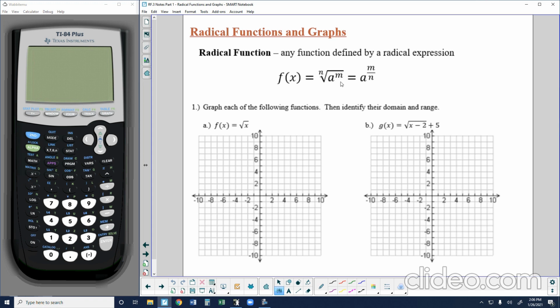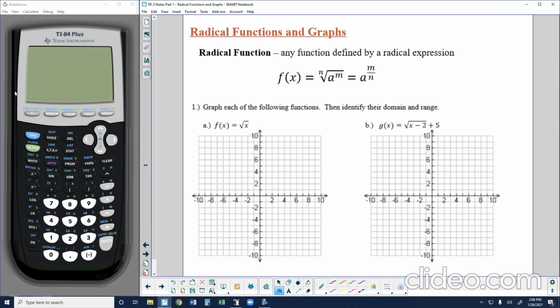the n power. Remember, this can also be written in rational exponent form, where the index or the power of the root is the denominator of the exponent, and the power of the radicand is the numerator of the exponent. So both of these would be considered radical or root functions. We are going to start here today by taking a look at their graphs.